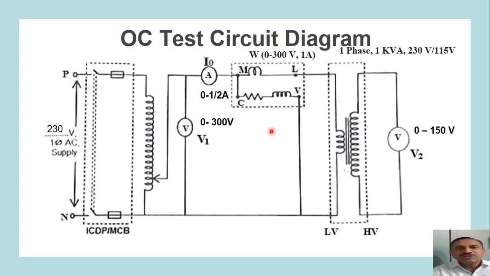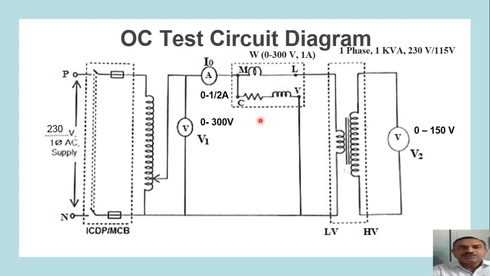So for this particular test, 3 readings are very much important. The reading at the open circuit condition, that is the no load condition, which will be I0, the voltmeter reading, which may be called as V1 or V0, the wattmeter reading, which we call as W or W0. So these 3 readings, once we take for rated voltage, rated frequency, will be utilized to calculate the various parameters of the transformer.